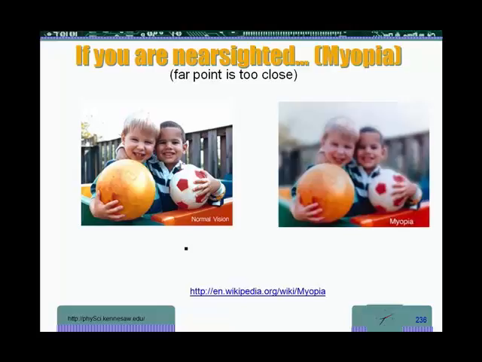This is an example of what a nearsighted person sees when they're not using glasses. Those among us who are nearsighted can just remove their glasses and they'll see something similar. This is what a person who's nearsighted, or with myopia, sees.